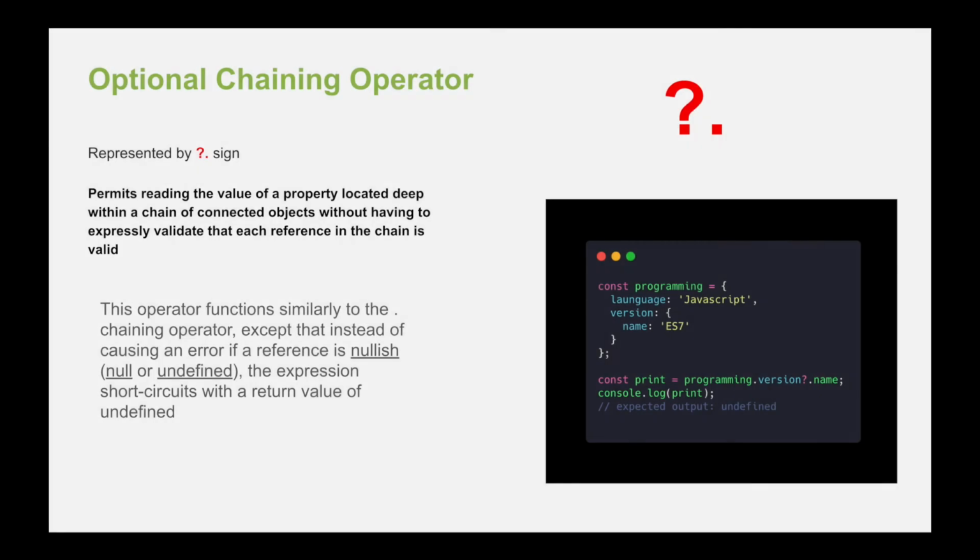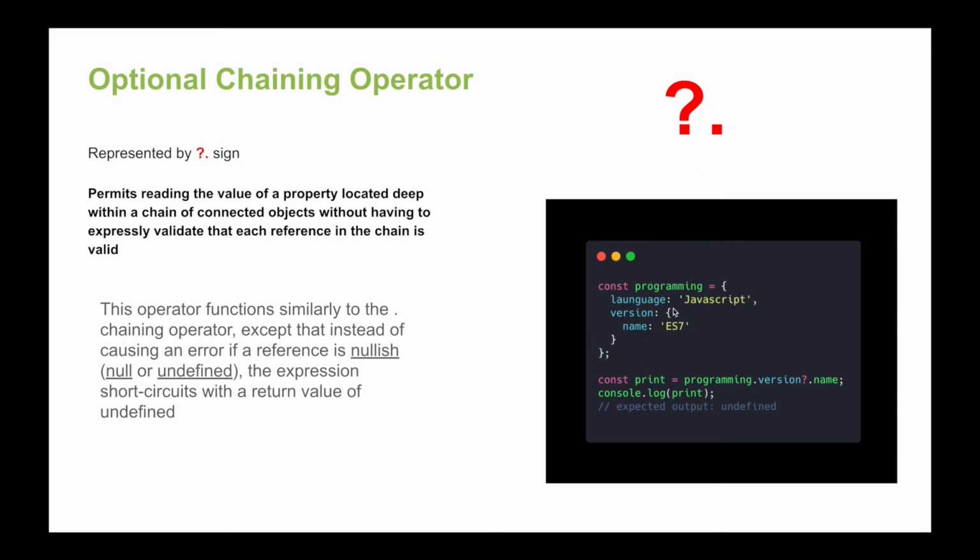Optional chaining operator. The optional chaining operator permits reading the value of a property located deep within a chain of connected objects, without having to expressly validate that each reference in the chain is valid. The operator functions similarly to the chaining operator that we already know, and it can be denoted with this symbol right here, represented in red. The expression short-circuits with a return value of undefined. When we use it with function calls, it returns undefined if the given function does not exist.